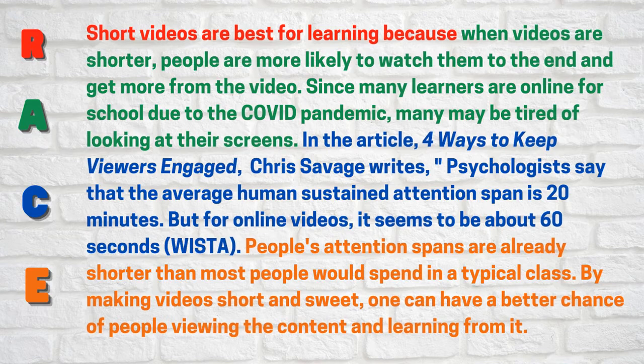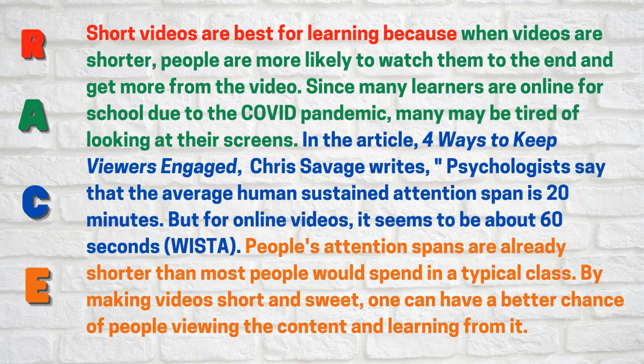Your C starts with, in the article, 4 ways to keep viewers engaged, Chris Savage writes, psychologists say that the average human sustained attention span is 20 minutes, but for online videos, it seems to be about 60 seconds. Make sure that you are choosing evidence, again, that is on topic. We want to talk about why online videos should be short. We find evidence to support that idea.